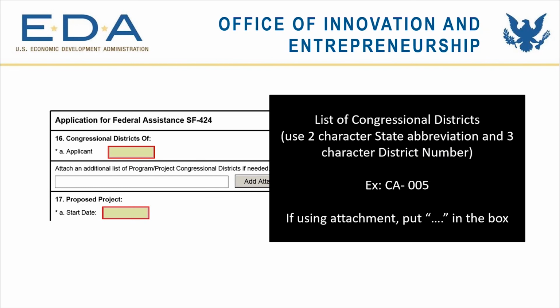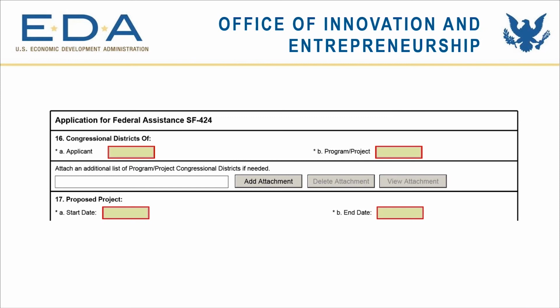So for example, CA-005 would be used for California's 5th district. If you use an attachment, the box should auto-populate with the attachment name. If not, please put an ellipsis in the box. For Section 17, your organization's proposed start date, which should follow NOFO guidance.